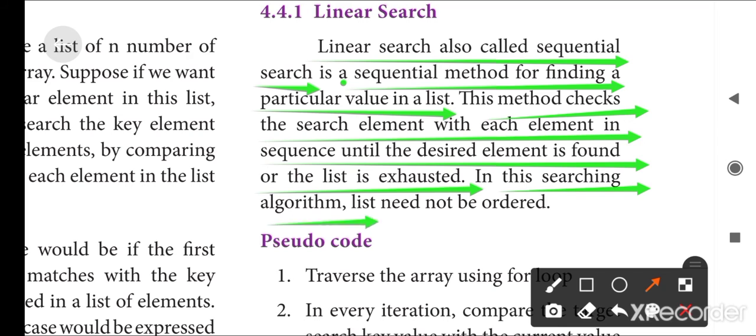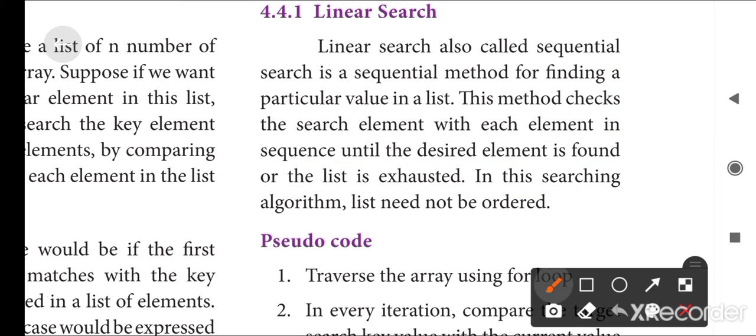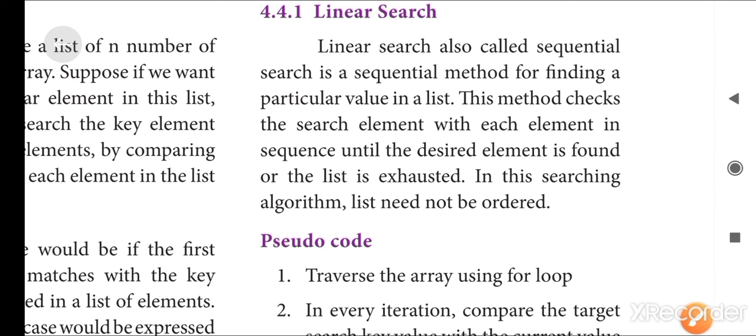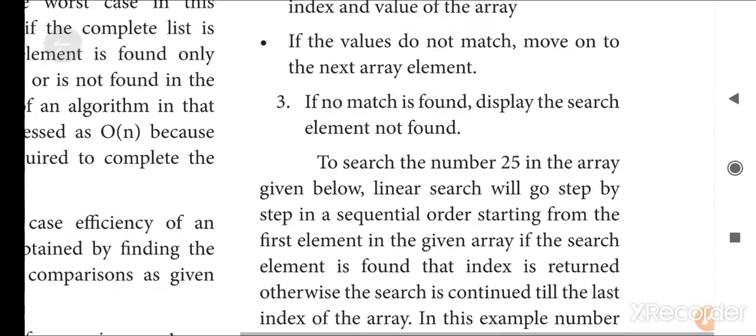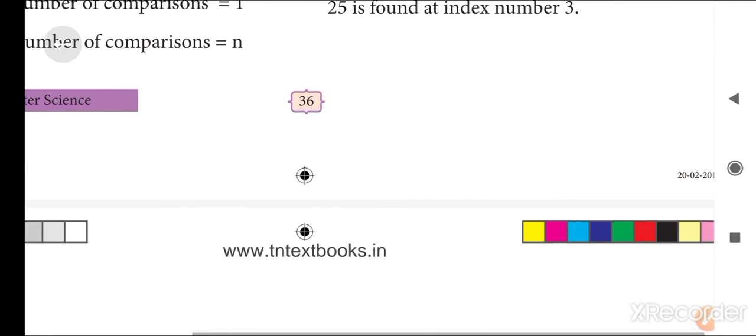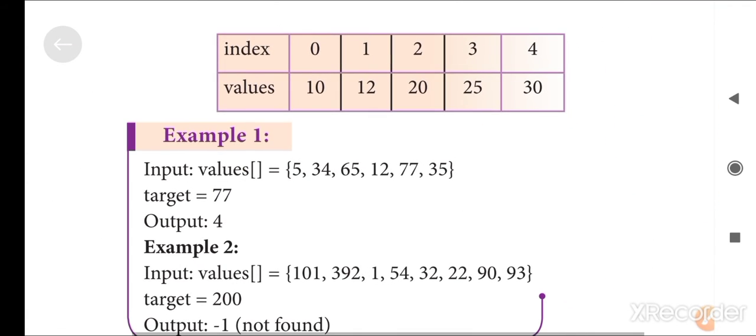In this searching algorithm, the list need not be ordered. This is a very important point. The list need not be in any order. It should not have any ascending order or descending order. Here is the pseudocode. Let me explain this later. First of all, we will see the example, and then you can understand.